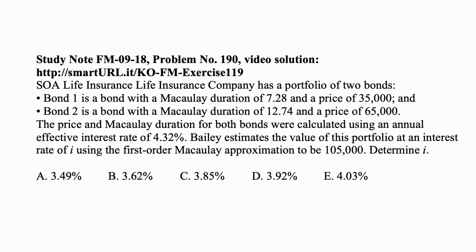Here's a problem for today for exam FM on financial mathematics. SOA Life Insurance Company has a portfolio of 2 bonds. So the name of the company is SOA Life Insurance, and it's a life insurance company. It's a portfolio of 2 bonds.